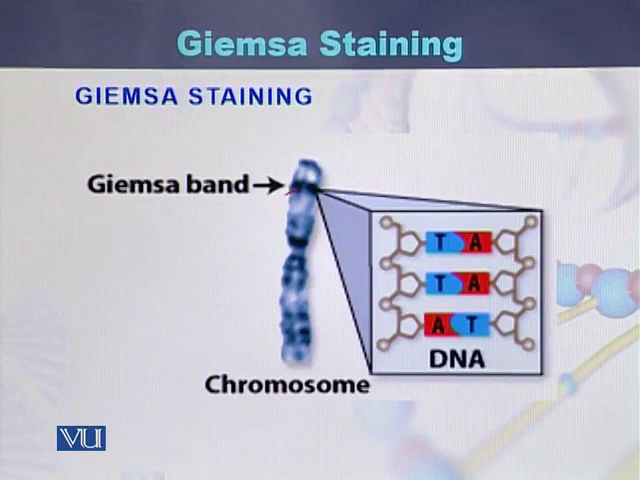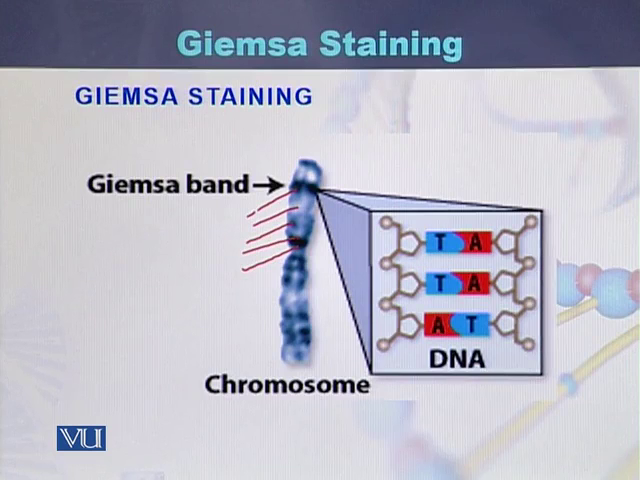In this diagram we can see how a chromosome appears when we stain it with Giemsa stain. These are the dark bands. We can see here that this is a dark band, and this band is called a Giemsa band, and this is the light band. Again here is a dark band, then a light band, this is a dark band. So the chromosome shows dark bands and light bands in the form of strips.